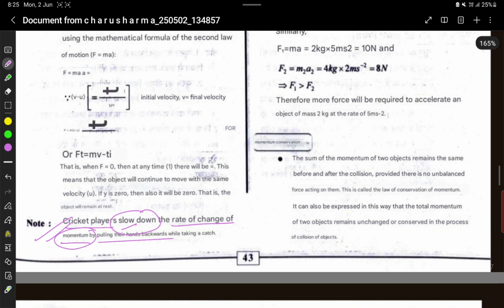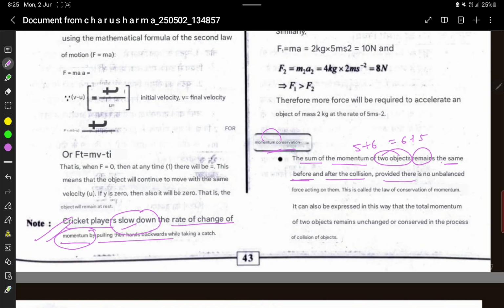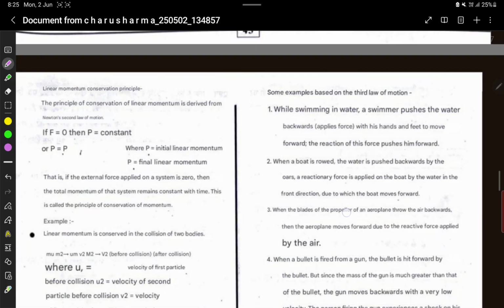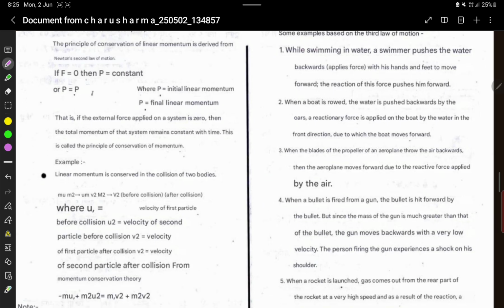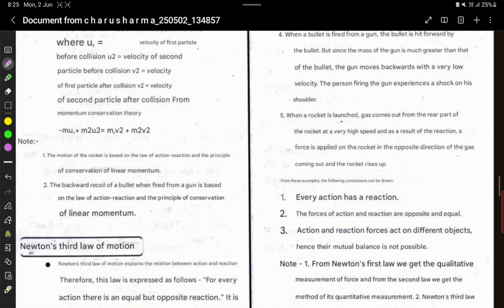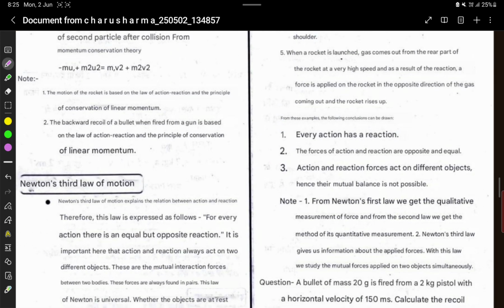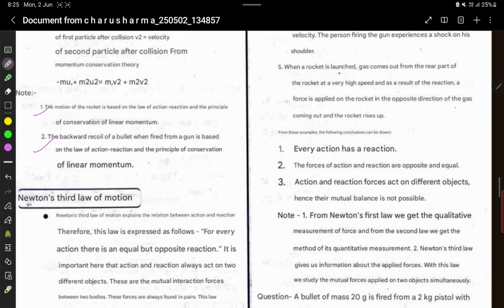Okay, now this momentum conservation, let's read this. The sum of momentum of two objects remains the same. 5 plus 6 will remain the same before and after the collision, provided that there is no unbalanced force acting on them. Clear? Now this is also clear with the definition. Let's see if we got any example. No, we didn't get any.